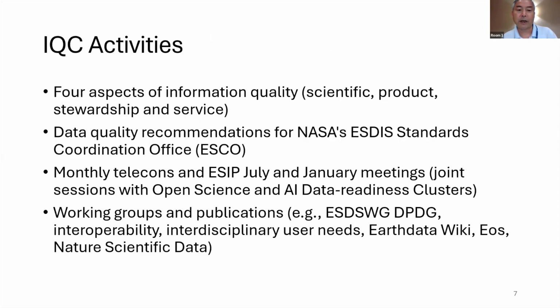So, Information Quality Cluster activities in the past several years. We defined the four aspects of information quality and data quality. We developed data quality recommendations for NASA's ASTIS Standards Coordination Office, and you can find these materials on their website. We have monthly telecons and the ESIP July and January meetings. We had joint sessions with the Open Science and AI data readiness clusters. And we also participated in other working groups, like NASA's ESDS working group about the data producer development guide, and also interoperability, and interdisciplinary user needs. And we also publish articles in different journals.